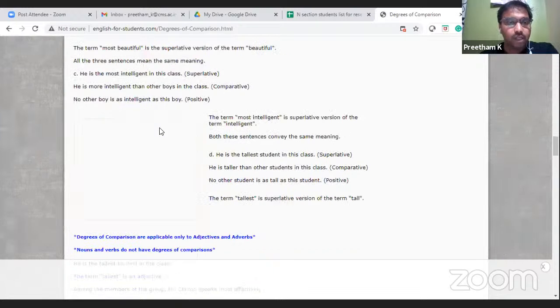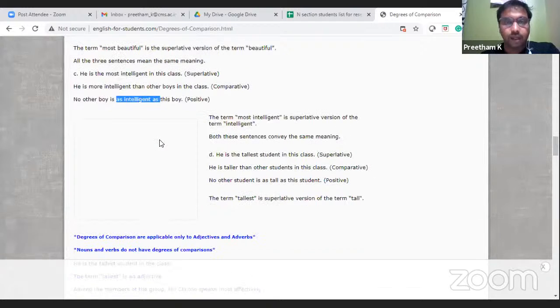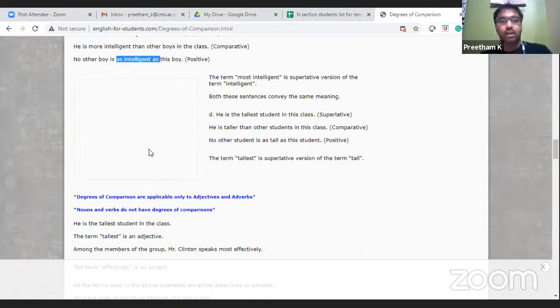Then, he is the most intelligent in this class. He is more intelligent than other boys in the class. No boy is as intelligent as this boy. See, words that use the ER form or EST form denote whether it is comparative or superlative. In other forms, we use most in the superlative degree, more in the comparative degree, and the as plus adjective plus as sequence in the positive degree. The term most intelligent is the superlative version of the term intelligent. Both these sentences convey the same meaning.